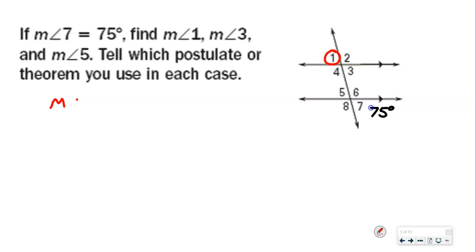So the measure of angle 1, we know if those lines are parallel, alternate exterior angles are congruent. So the measure of angle 1 would equal 75 degrees because alternate exterior angles.